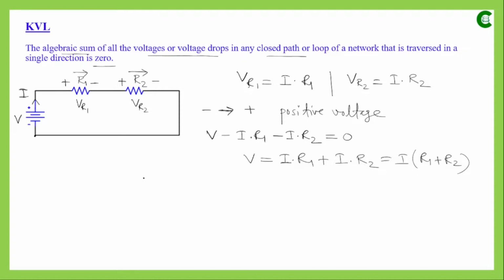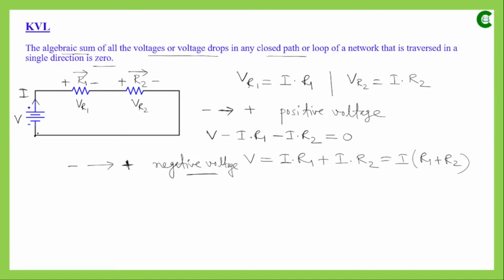So now suppose we follow that when we are moving from the negative terminal to the positive terminal of a voltage source or voltage drop, we consider that as a negative voltage. What will happen for the same circuit, that we will see next. So from negative to positive terminal we will consider as negative voltage.